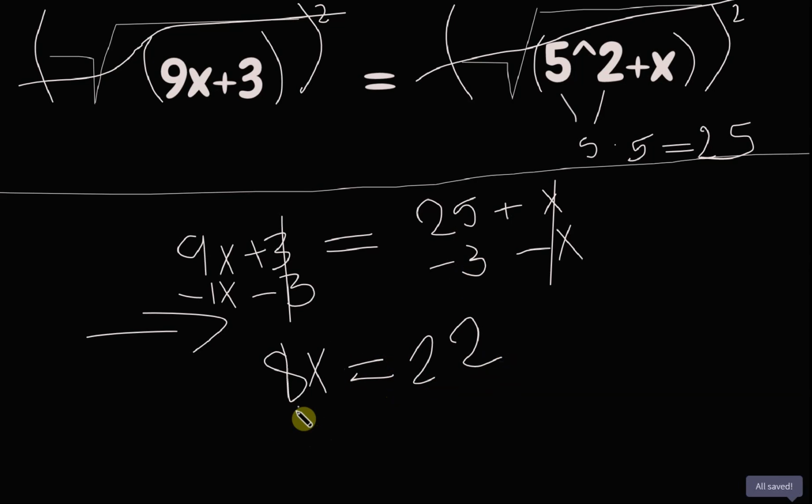To find x, we have the 8 in the way. We have to get rid of it. So we divide by 8 on both sides. Same over here. And you're left with x. So x is equal to 22 over 8.